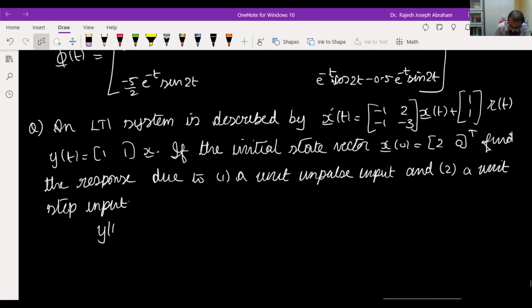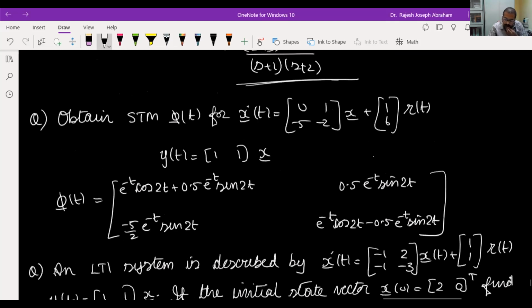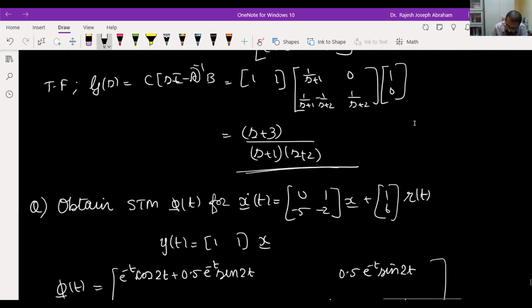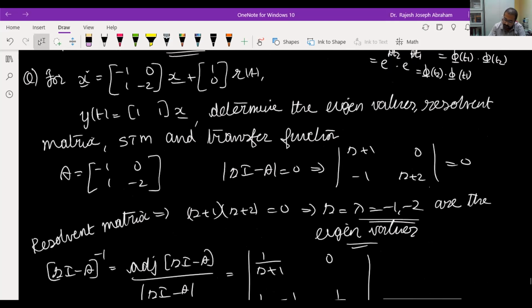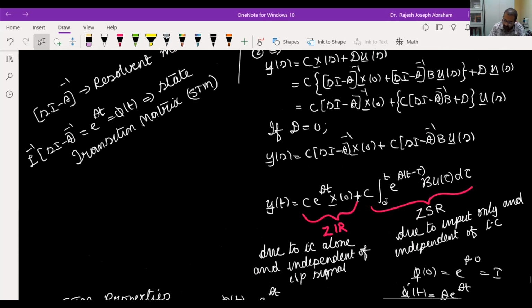Let me write here. Y of s will be C into (sI minus A) inverse, or y of t will be C into e raised to A t x naught plus C into the integral 0 to t e raised to A (t minus tau) B u of tau d tau. Correct?